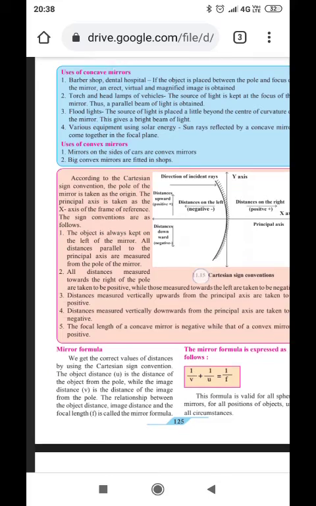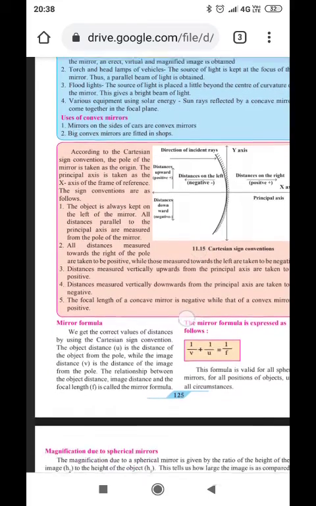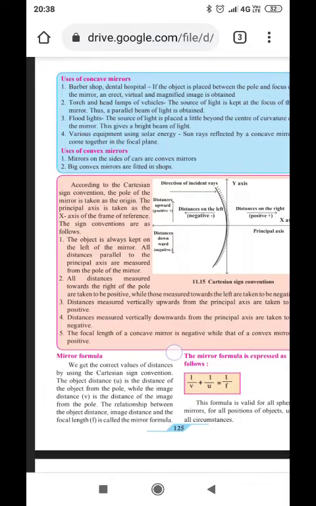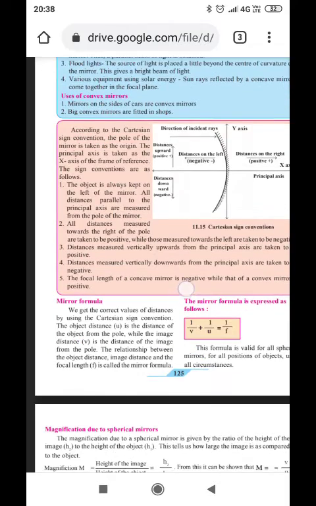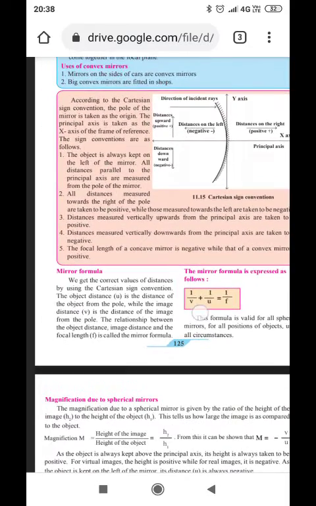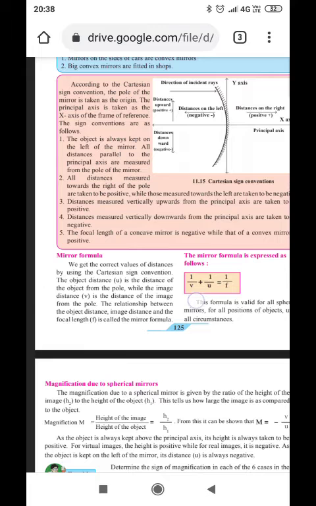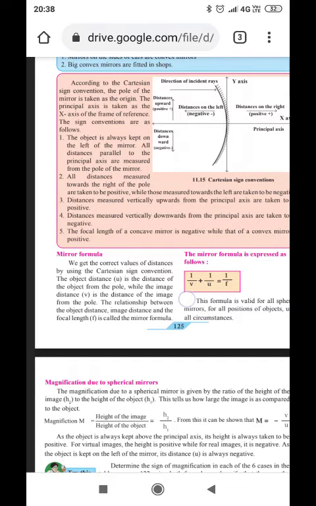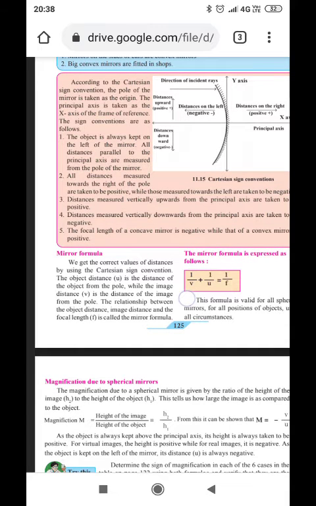Now we'll move to the Cartesian sign convention. The use of concave and convex is omitted as per this year's syllabus. Now you can see the diagram. According to the Cartesian sign convention, the pole of the mirror is taken as the origin, and the x-axis is the frame of reference. The sign conventions are as follows.